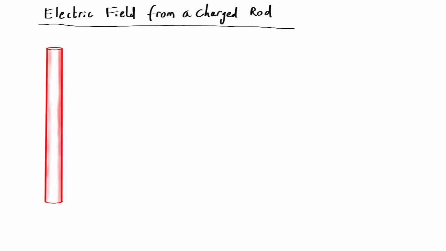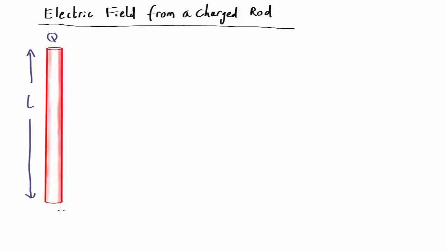Start off with a case study of a rod. Let's say it's a plastic rod. It's got length L. Let's say we've rubbed it with a woolen glove or something like that, so it's acquired a static charge. And we'll assume it's got some charge Q, which is spread uniformly up and down the rod. What's the electric field caused by this?